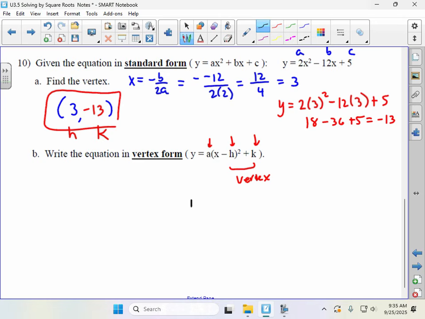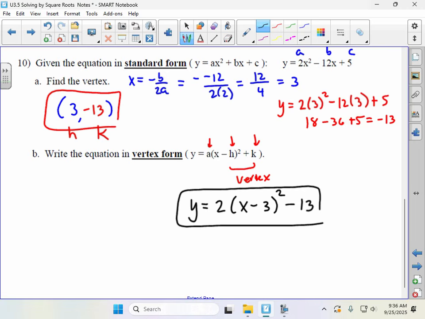So y equals A, which is 2, times x minus the H value, which is positive 3, squared, and then plus K, and so K is negative 13, so you can do plus negative 13 or just minus 13. All right, and so that's vertex form. Again, in vertex form, to get the vertex, you take the opposite sign of that number, same sign as that number. And again, it's the same that we wrote, vertex 3, negative 13. Okay, so that's just review. All right, that's it.